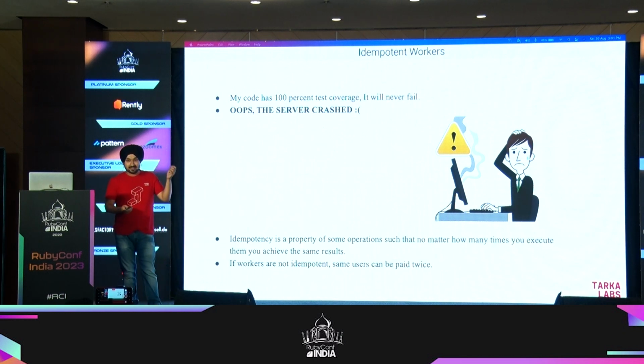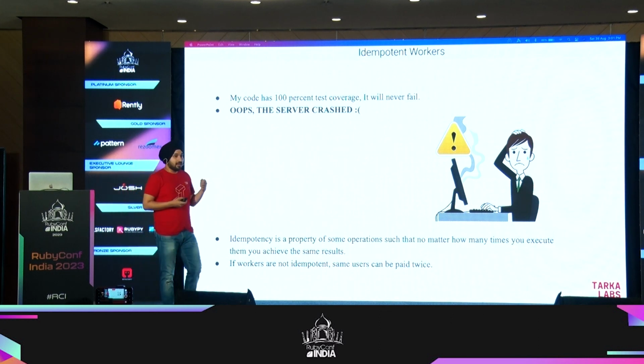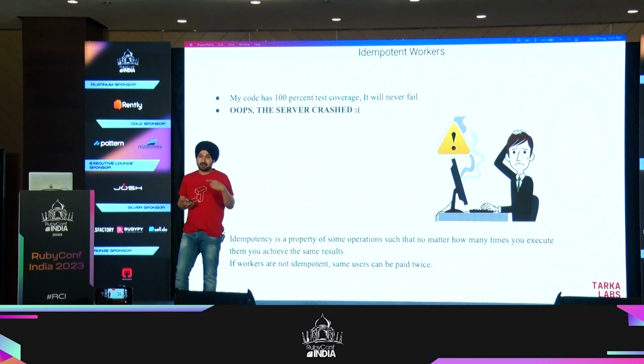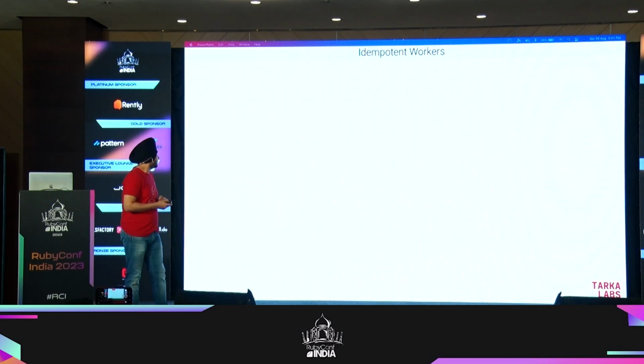In our case, we are working with money. So if anything goes wrong at any point of time, we'll pay the users twice, right? So idempotency is one important thing: to make sure that if you execute the same worker over and over multiple times, it should still lead to the same set of results.